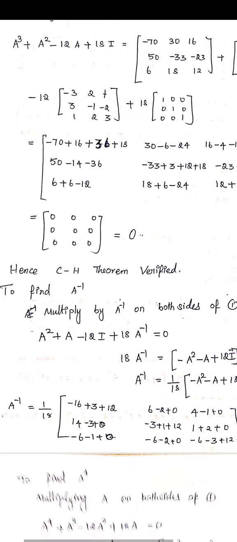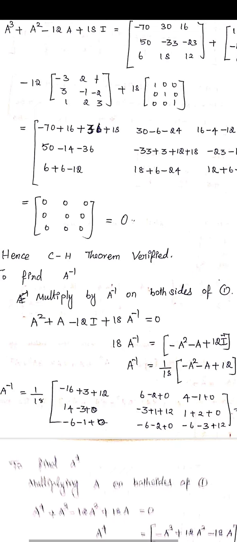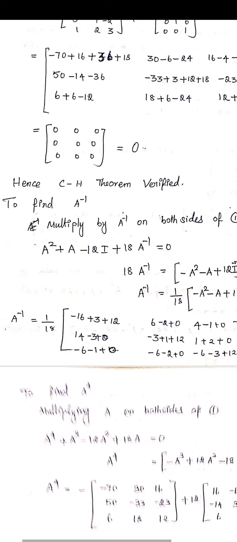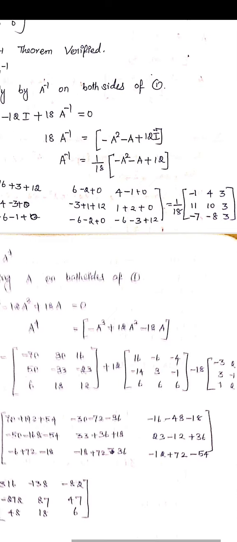Next, we have to find the value of the matrix A inverse. Multiplying A inverse on both sides of equation 1, we get A square plus A minus 12I plus 18 A inverse equal to 0. So 18 A inverse equals minus A square minus A plus 12I. A inverse equals 1 by 18 into minus A square minus A plus 12I. Substituting the values for A square, A and 12 into the identity matrix, we get the value of A inverse, that is -1, 4, 3, 11, 10, 0, 3, -7, -8, 3.